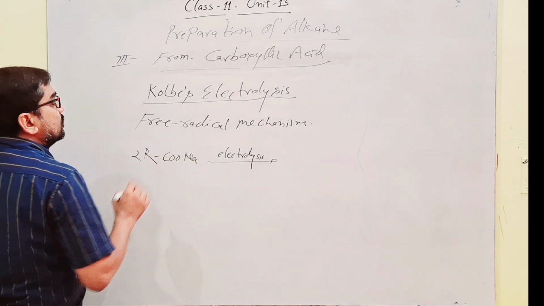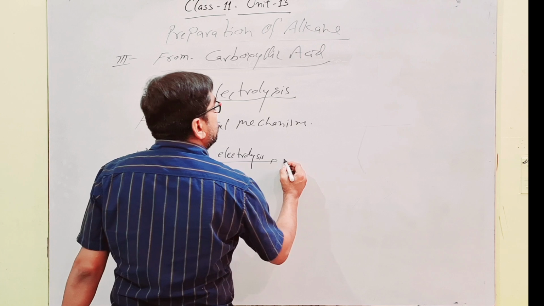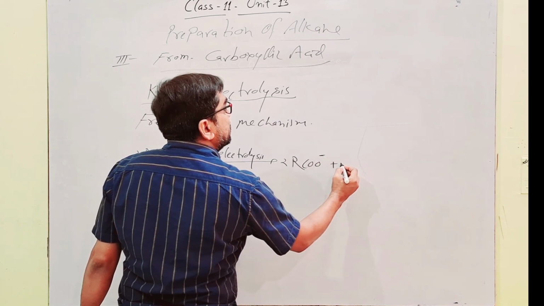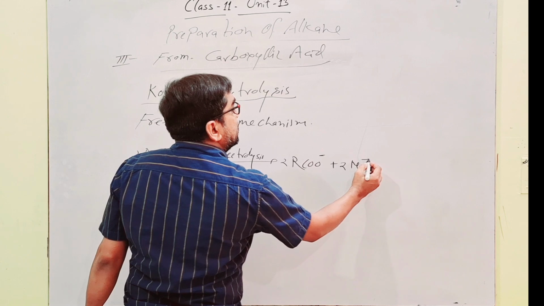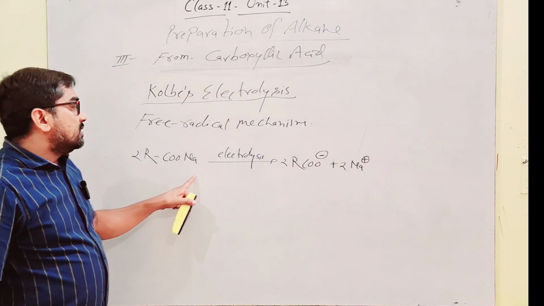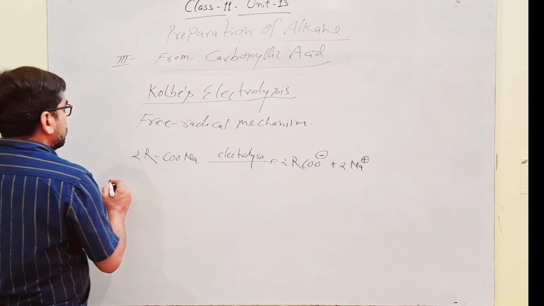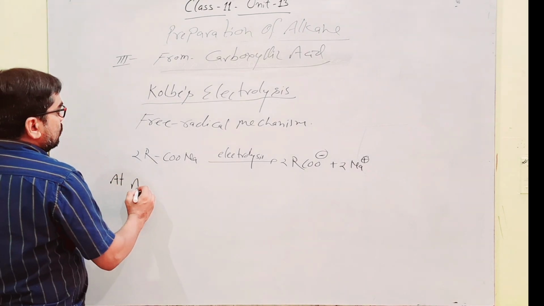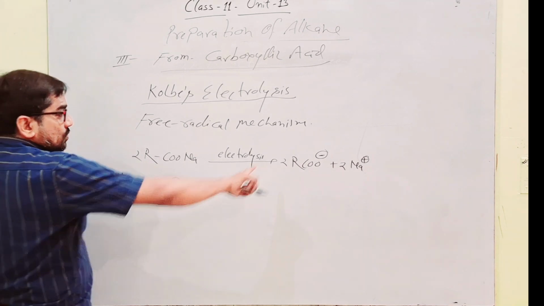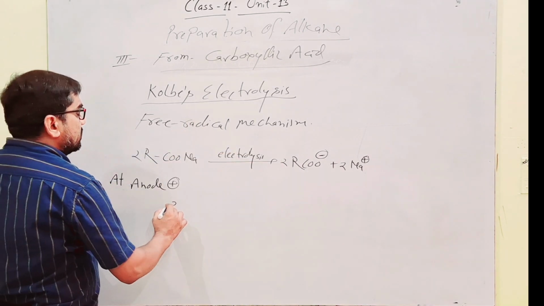Electrolysis: 2RCOONa gives 2RCOO minus plus 2Na plus. Dissociation of ionic species is carried out in electrolysis. At the anode, since the anode is positively charged, the negative ion comes here.